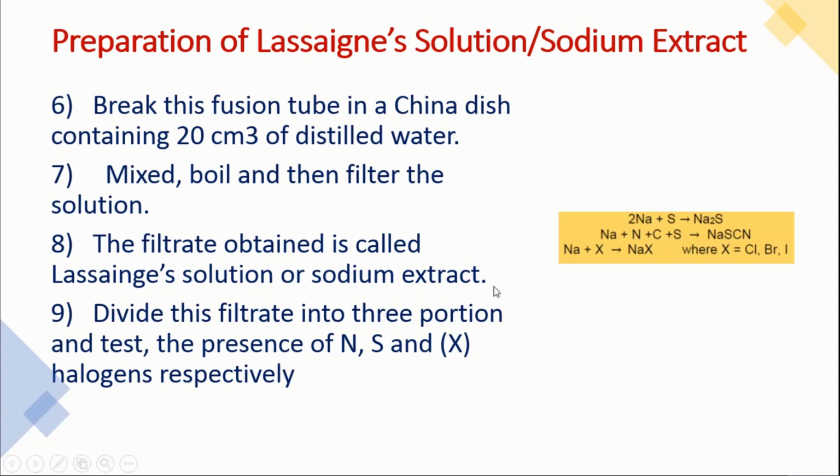So the question arises, why do we make this sodium extract or the Lassaigne's solution? We know organic compounds have covalent bonds. So the formation of this Lassaigne's solution means we are going to convert the covalent bonds into ionic nature. So they will make the salt with the sodium. When we make the sodium extract, we will divide this filtrate into 3 portions, and we will test separately for the nitrogen, sulfur and halogen.